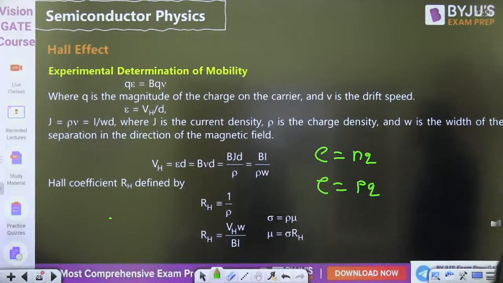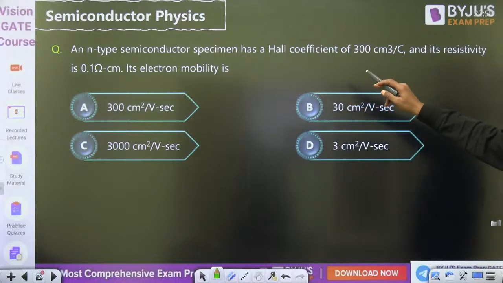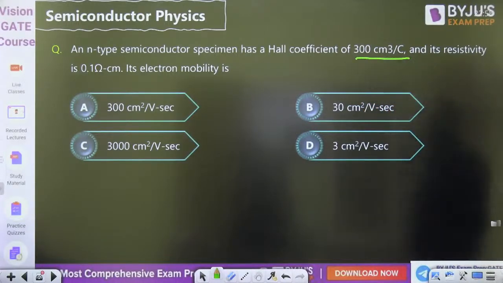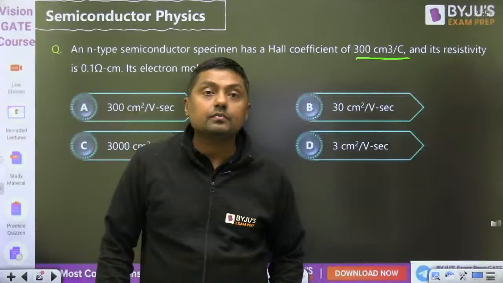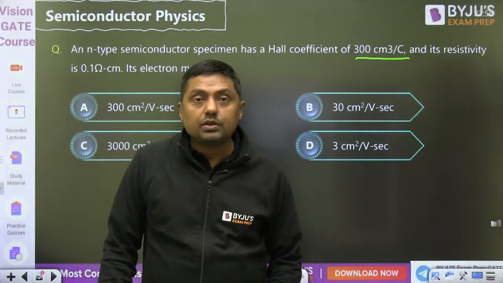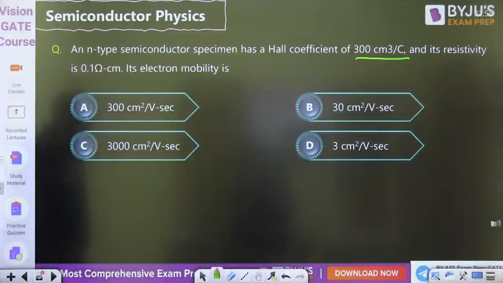So remember that. Then an N-type semiconductor specimen has a Hall coefficient RH given, and its resistivity is given. We have to find the electron mobility. Achha, you want Hall effect. I will arrange one session for that, because it is not possible to cover the complete Hall effect here. Now what is the relation between them?